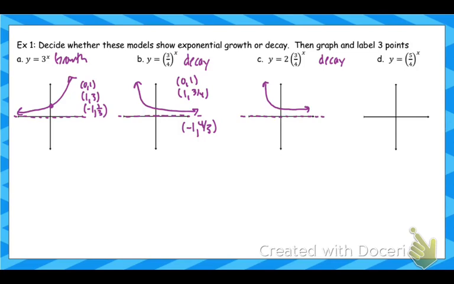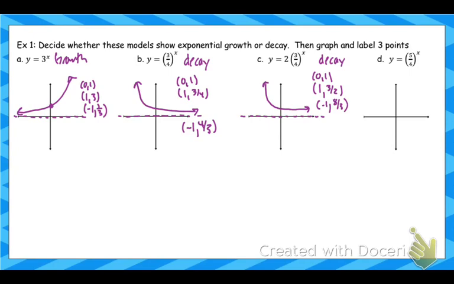So again, 3 points, 0, 1, 1, and this one's a little different because of that 2. So if I plugged in 1, this would be 3/4 to the first, which is 3/4. 3/4 times 2 would be 6/4, which reduces to 3/2. If I plugged in negative 1, then I would do the reciprocal, which is 4/3. 4/3 times 2 is 8/3. So those are 3 points on that graph.